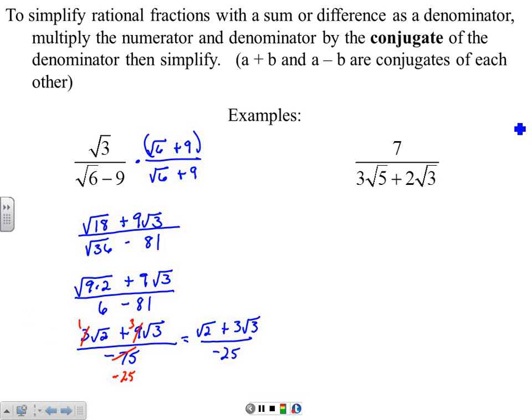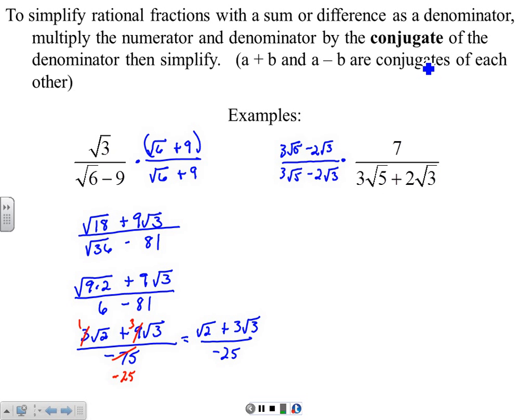Alright, so let's try again on this problem. So the conjugate of the denominator, I have an addition sign here with radicals, but I've got to get these radicals out of the denominator. So this is a group. And what I need to do is I need to multiply the top and the bottom by the conjugate of this group. So what I'm going to do is multiply the top and the bottom by 3 square roots of 5 minus 2 square root of 3. Top and bottom. So the only thing I did was change that middle sign.